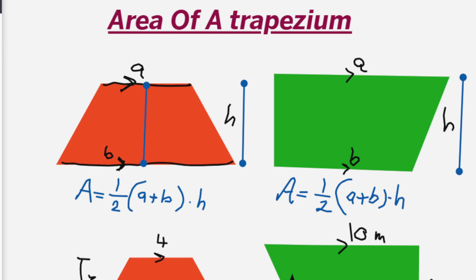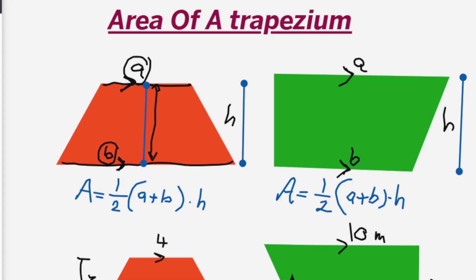Now, the parallel sides, we usually call them A and B. That's important. Now look at the green shape on the right. These sides are parallel, so we call them A and B. And the perpendicular height is usually h. So the h is from this blue point up here to this blue point down here. So this is the height.